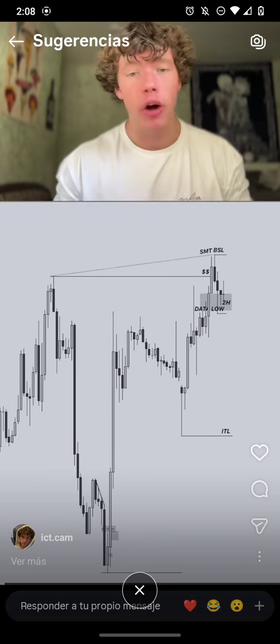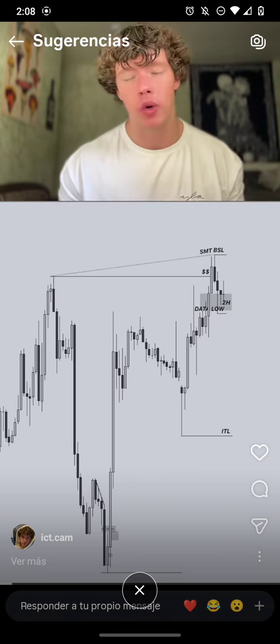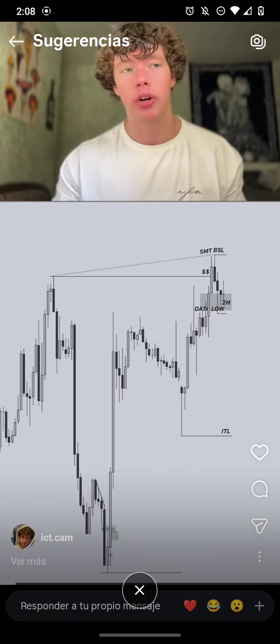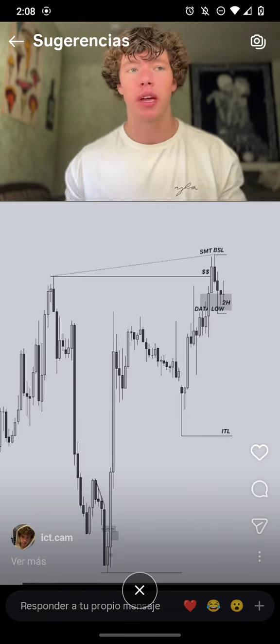Now coming into the day, overall I had a pretty neutral bias, but I was leaning more short-term bearish. As you can see, we've just swept buy-side liquidity with a bearish SMT, and we are still currently inside of this daily bearish fair value gap. From here, you can see that we retrace lower, where we are now inside of a 2-hour bullish fair value gap.